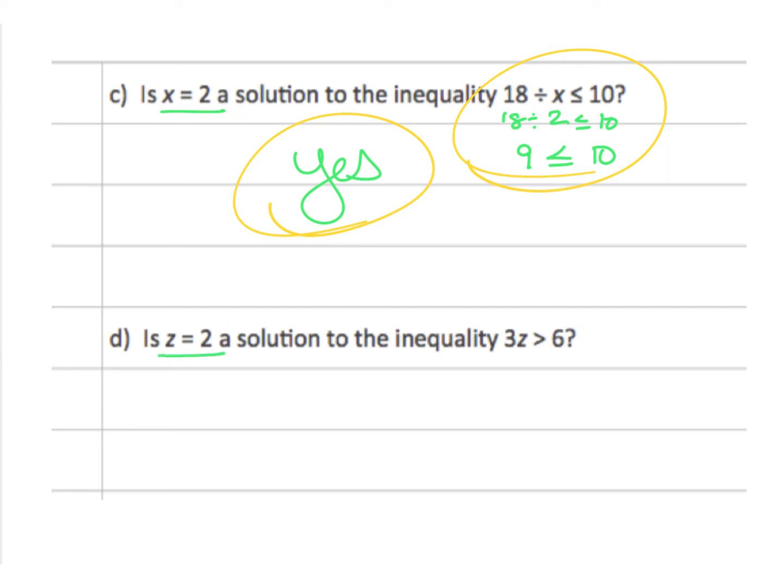Is z equals 2 a solution to the inequality 3z is greater than 6? So remember, that means 3 times z, so 3 times 2 is greater than 6. 3 times 2 is 6. 6 is not greater than 6. It doesn't have the equals bar underneath, so our answer is no.